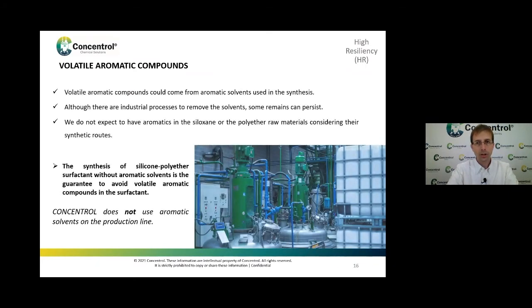The source of the aromatics is considered to be the usage of solvents in the synthesis of the chemicals. Although there are industrial processes that are able to remove the solvents, some remains can always persist. Also, some differences can happen from batch to batch. We do not expect to have any aromatics in the siloxane nor in the polyether because of its synthetic routes. So the synthesis of the silicone polyether surfactants without aromatic solvents is the warranty to avoid volatile aromatic components in the surfactant. In order to fulfill the stringent requirements on this topic, Concentrol does not use any aromatic solvent in its production line.